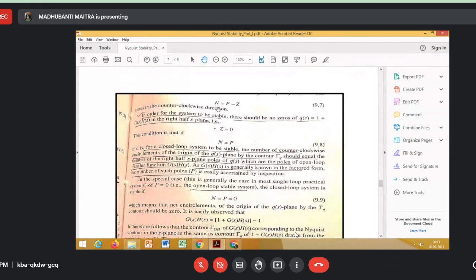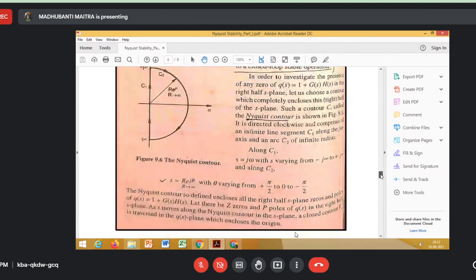So I'm talking about this relationship. The total number of encirclements of the origin of the QS plane by the QS plane contour will be N in the counterclockwise direction, which is equal to P minus Z, where P poles of QS and Z zeros of QS are being enclosed by the S-plane contour. Clear?